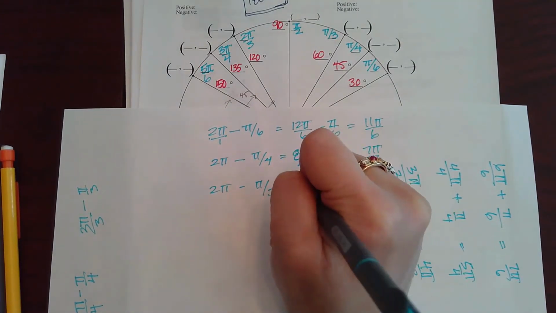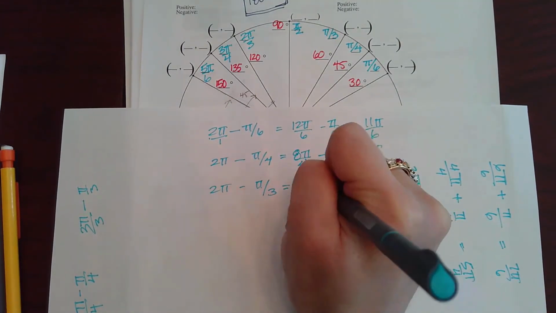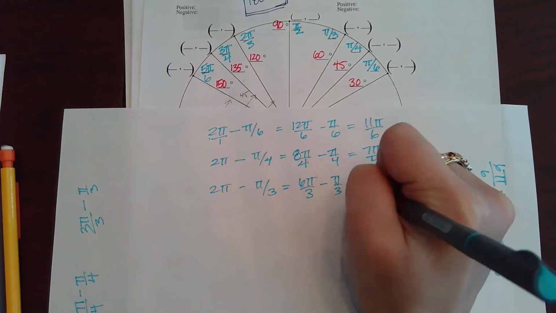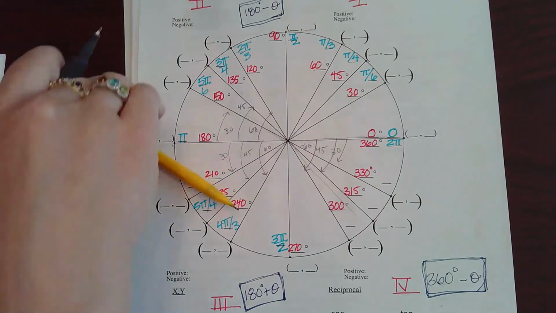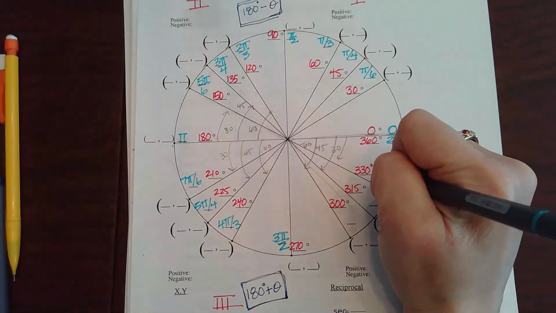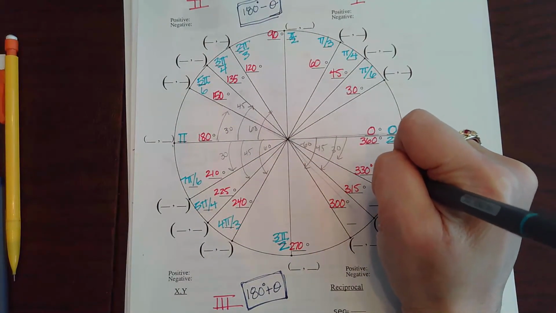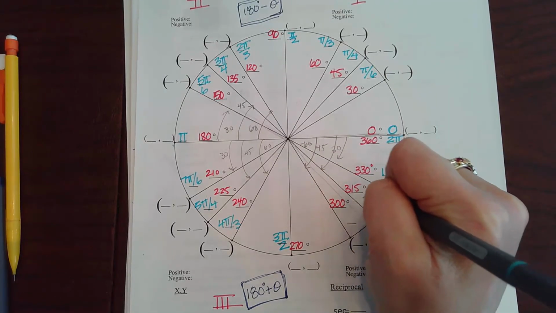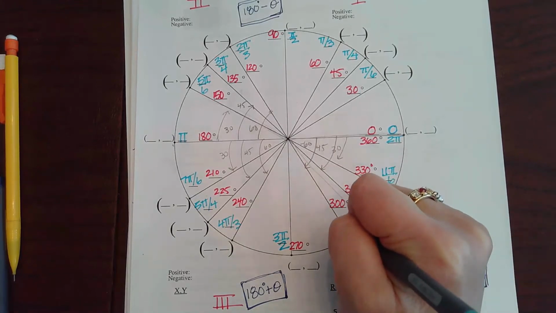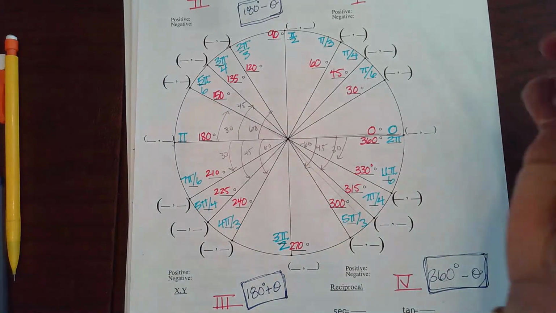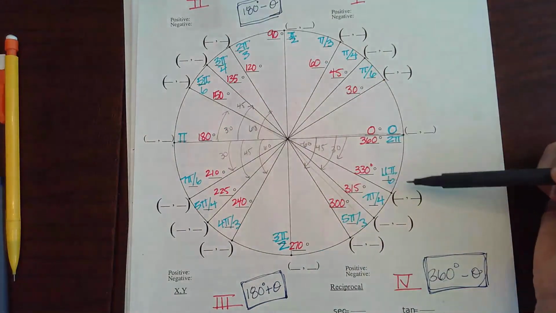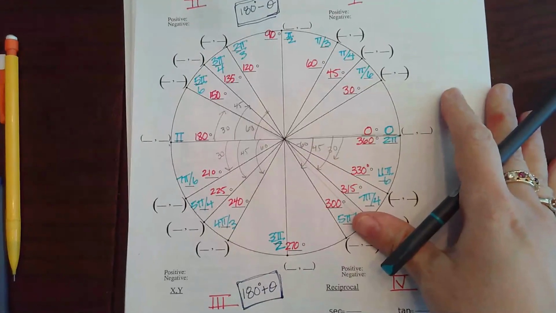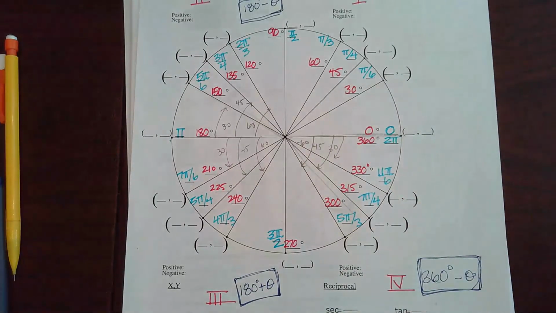And then to have a denominator of 3, this would be 6 pi over 3, minus pi over 3 would give me 5 pi over 3. So those are the measurements we're going to use in this quadrant. So the 30-degree angle will have a denominator of 6, so 11 pi over 6. This one would have a denominator of 4, and this one has a denominator of 3. So again, all of the 30-degree angles in all quadrants have a denominator of 6. All the 45 have a denominator of 4, and all of the 60 have a denominator of 3.